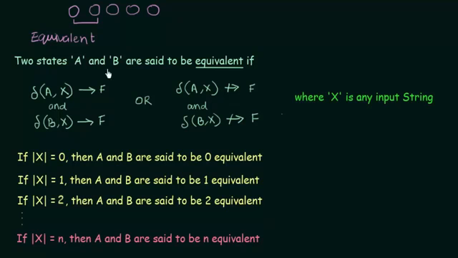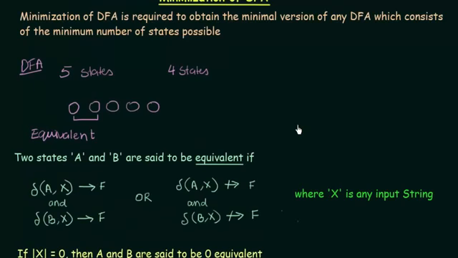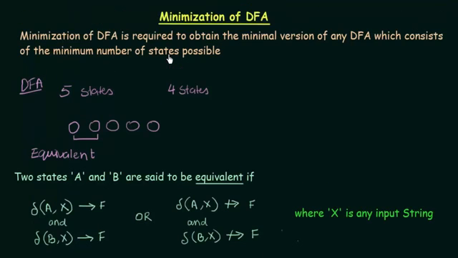And we already studied when two states A and B are said to be equivalent. It is with these conditions: on seeing a particular input string x, if both A and B either go to the final state or do not go to any final state, then they are said to be equivalent. And why did we need this equivalence property? We needed it in order to combine the states, in order to reduce the number of states to get the minimum number of states possible, in order to design the minimal version of any DFA.